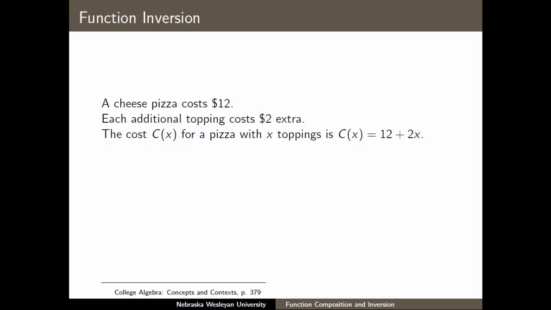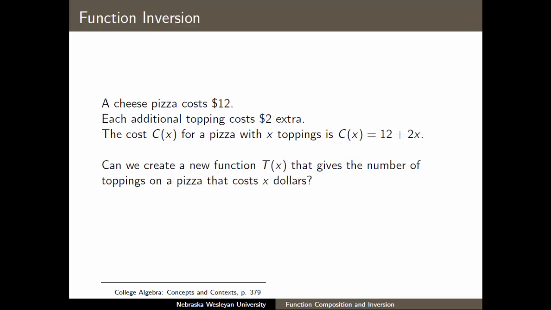So this function begins with the number of toppings and tells me the cost. Could I make a function that goes the other way around? A function that begins with the cost of the pizza and then tells me how many toppings are on it.